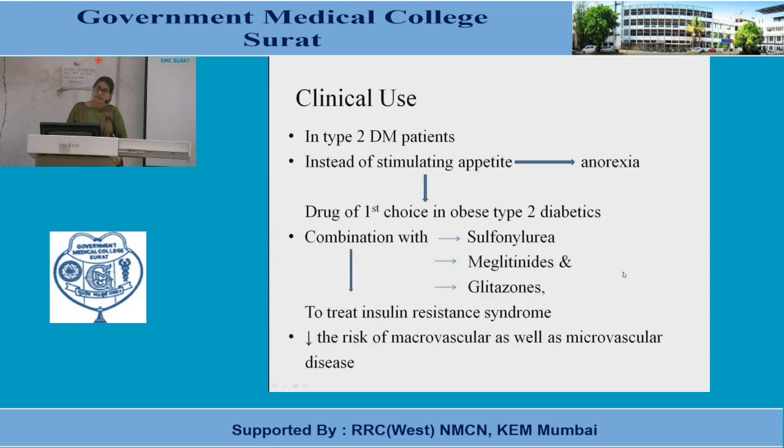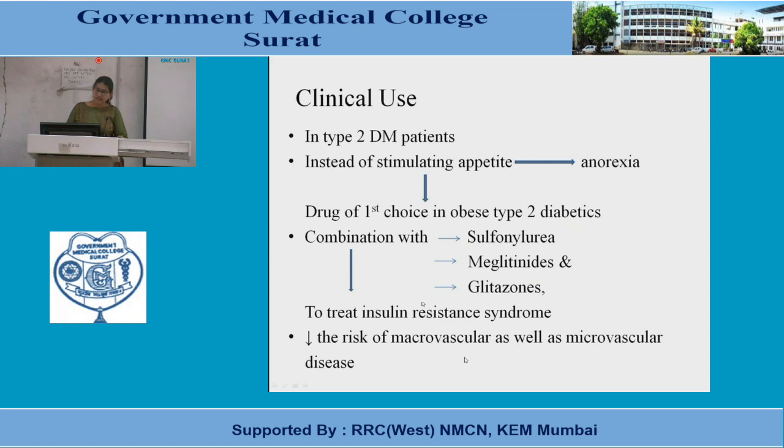So where are they clinically used? Obviously in type 2 diabetes mellitus. The advantages are that instead of stimulating appetite, they might cause anorexia. So when there is an obese type 2 diabetic patient, this becomes the drug of first choice because they will not stimulate the appetite, they will cause anorexia. They can be given in combination with sulfonylureas, meglitinides or glitazones. Why can they be combined with these drugs? To treat the insulin resistance syndrome.